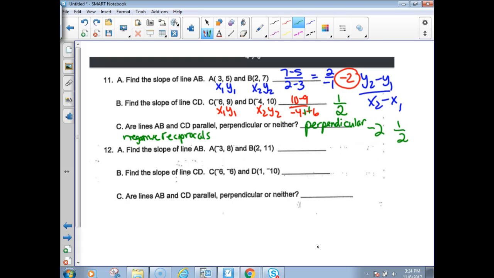Can we stop twirling the rulers? Thank you. A couple people twirling rulers. Tempting, isn't it? I get it.